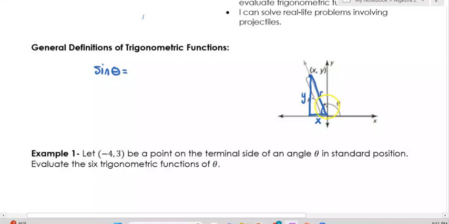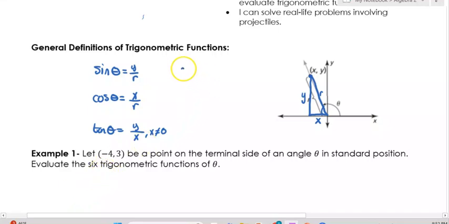If we want to do sine, then we're going to do opposite over hypotenuse. So that's y over the radius. If we want to do cosine, remember, cosine is adjacent over hypotenuse. From this angle, the adjacent side is x and the hypotenuse is r, so x over r. And then tangent is opposite over adjacent, so y over x, remember, because of SOHCAHTOA. And x cannot be equal to 0, and that has to be stated here.